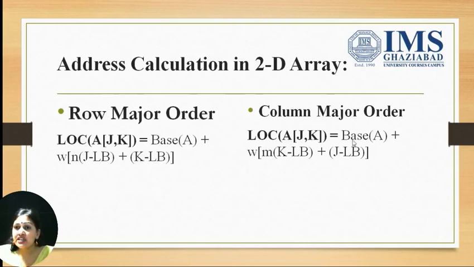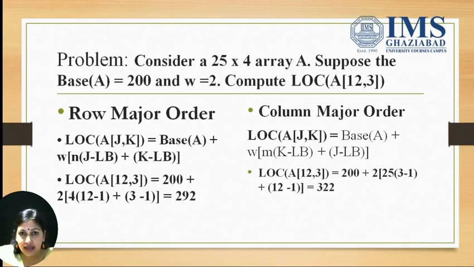But in column major order, the location of an element stored at index j, k is calculated as base address of A plus W multiplied by M, where M is the total number of rows in that two-dimensional array, into k minus lower bound of the column, where k is the column index, plus j minus lower bound of the row, where j is the row index. We can see the implementation of these formulas in a problem.